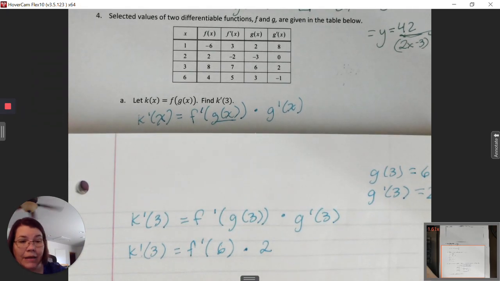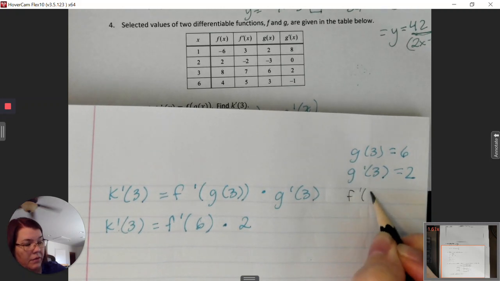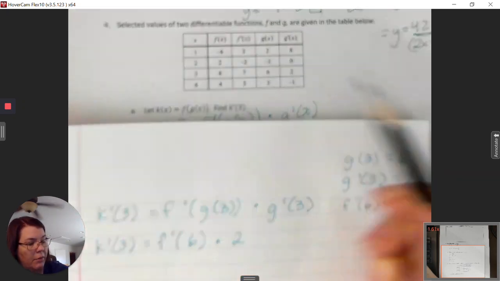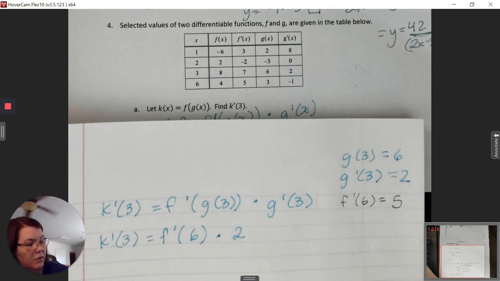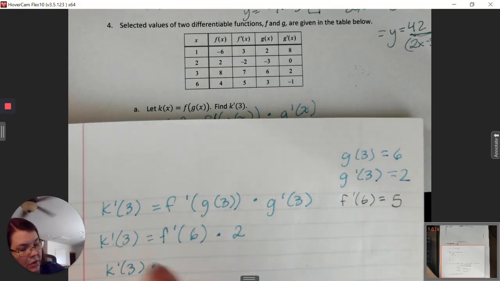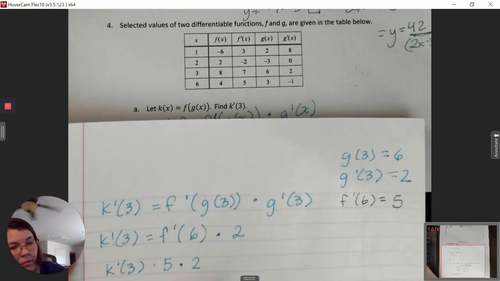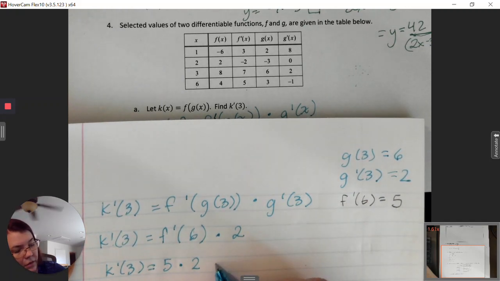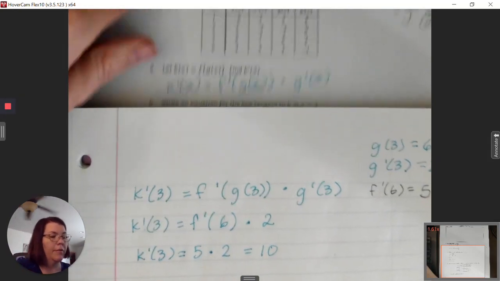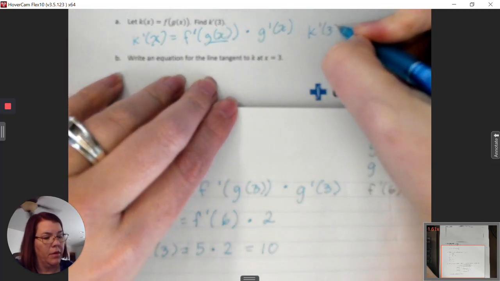Now I need something new. I need f prime of 6, which I didn't need before, but now I do. For 6, f prime is 5. And so continuing here, k prime of 3 equals 5 times the 2 I already had, which is equal to 10. Okay, so now I have k prime of 3. So k prime of 3 equals 10.